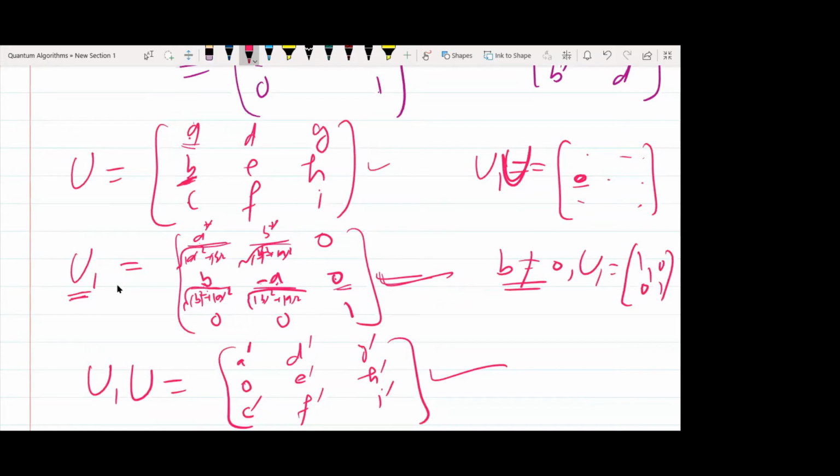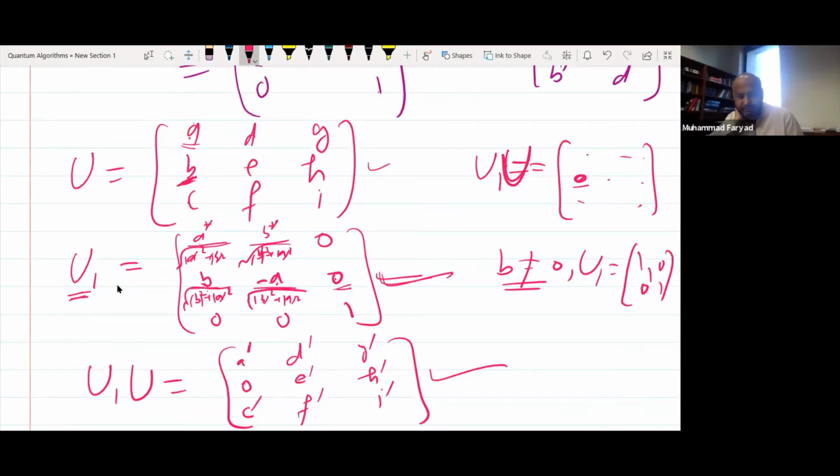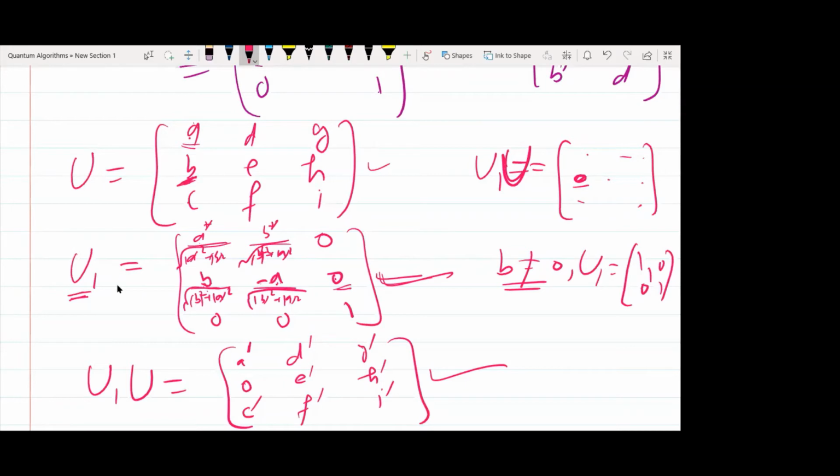Sir, won't the first one be 1 over the square root of A square plus B square? We don't know that. Anything, let's just call it A prime, instead of writing all of it.